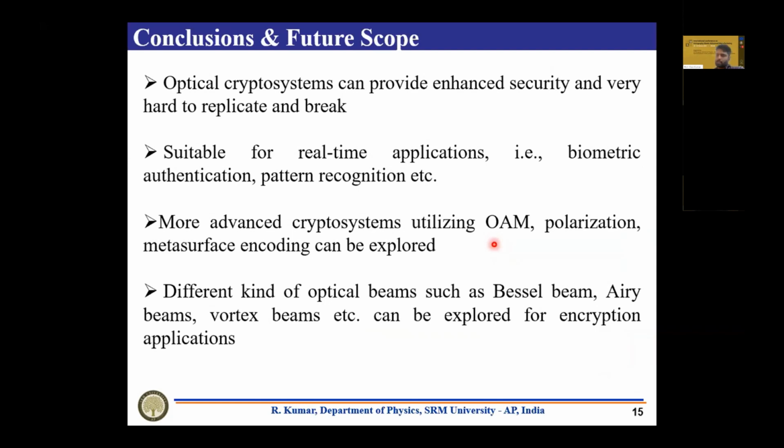And in future, there are several other areas of optics and physical parameters such as orbital angular momentum, polarization, metasurface. All these things can be explored to design more advanced crypto systems, and also different kinds of beams like Bessel beam, Airy beams, vortex beam. All the properties of these things can be used as security keys, and can help to simplify these optical setups, and can help in designing some prototype which can be used in real-time applications.